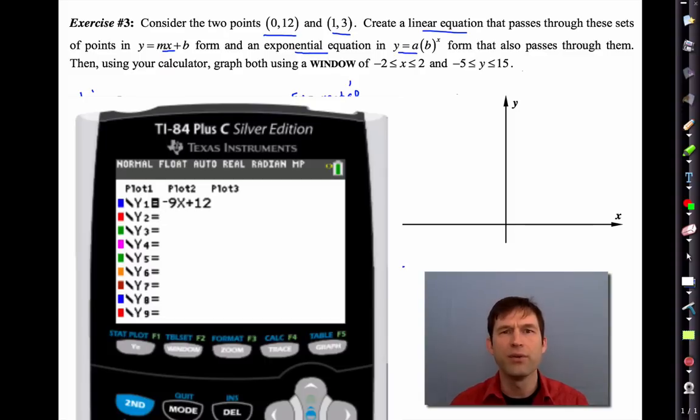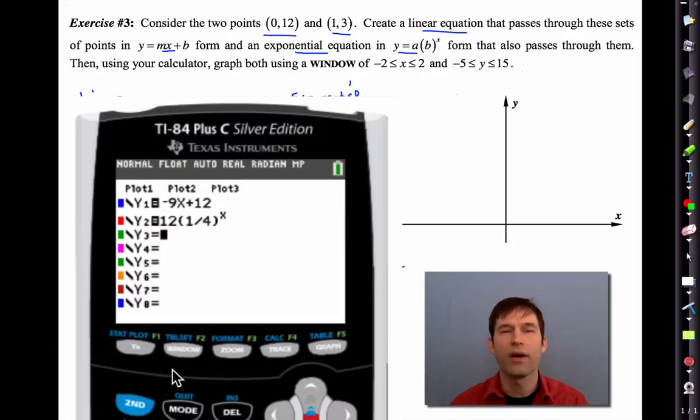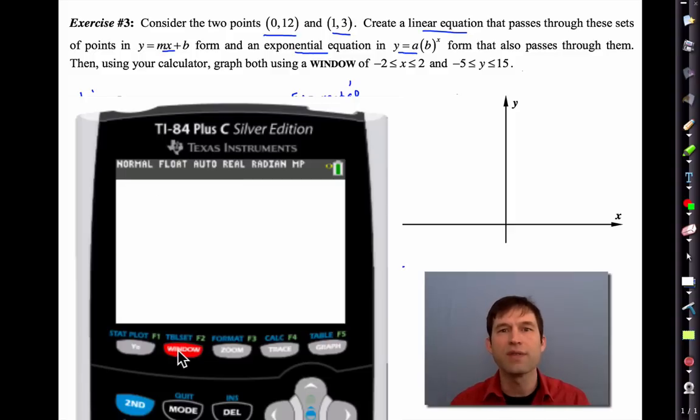Okay, let me put in y2. All right, I'm going to put in 12. Put in those parentheses. 1 divided by 4. Okay, put in the parentheses. Use that caret button, that raised to button, raised to the x. All right. Now, I gave you the window here because although it's really good to play around with windows, we have to be able to move through the lesson fast enough to not have to take that time. So we're going to use that exact window.